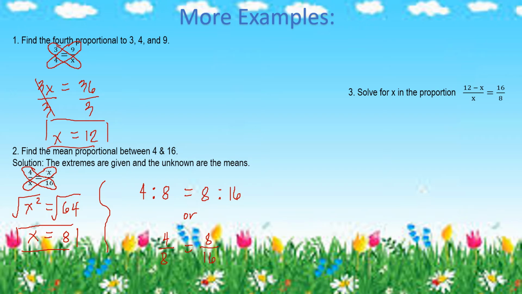Okay, let's have the third problem. Solve for x in the proportion 12 minus x is to x is equal to 16 is to 8. In order for us to solve for x, we simply cross multiply.